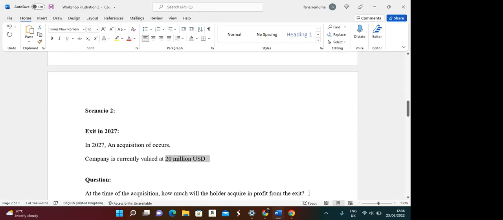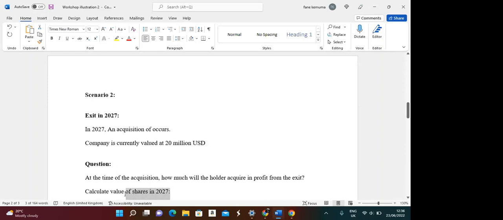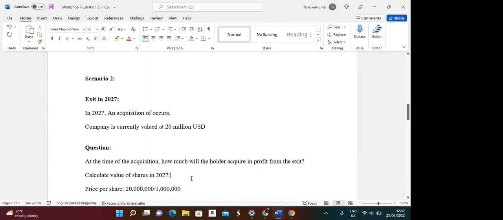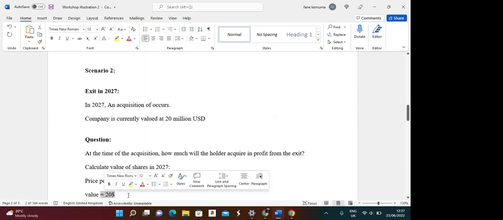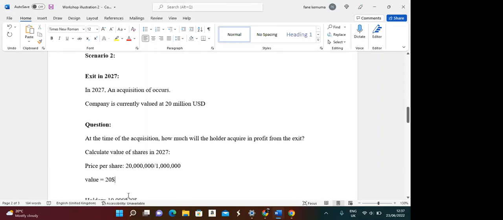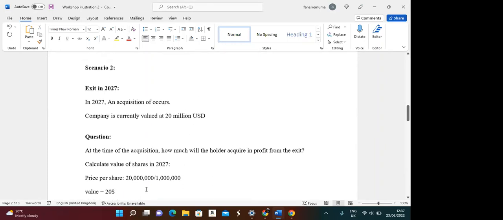So we will go back to the first two steps that we did. We'll first calculate the value of this share in 2027, and we'll use the initial formula to get the price per share, which is the total valuation of the company in 2027, 20 million USD, divided by the total number of shares in this company, which is in this instance still 1 million. When you divide that, we get the value as 20 USD. The second part of this is that we want to have an idea of how much this employee will receive in 2027.